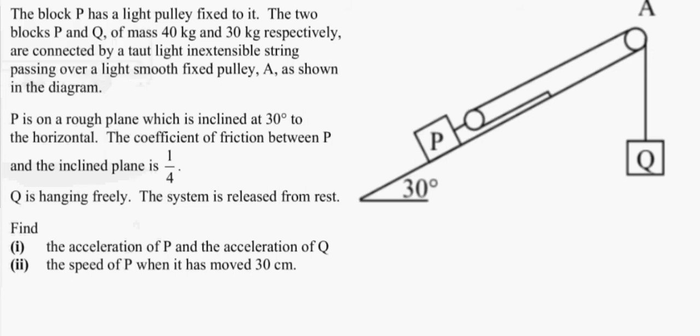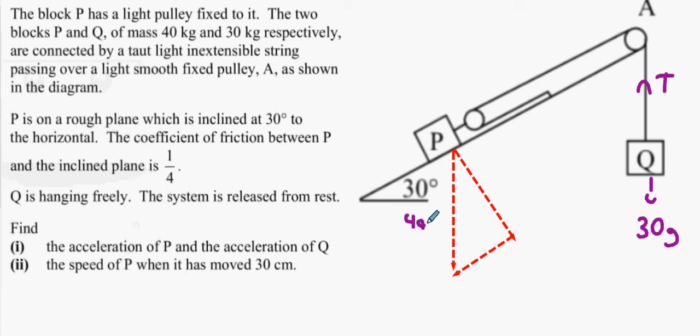Okay, let's put in T's. So T here, and then we're going to go for 30g downwards. And then we go for 40g going straight down, which would be the weight of the particle P. But then there's obviously components at play. So this is 40g, this would be 40g sine 30. So 40g sine 30 is a 20 root 3g.